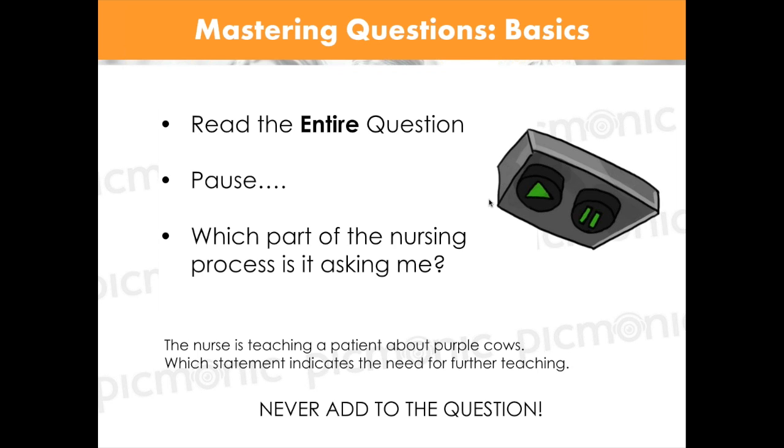So let's look at this particular one. The nurse is teaching a patient about purple cows. Which statement indicates the need for further teaching? If you needed to regurgitate that back to me, what is the question asking about? If I gave you answer choices, you should be able to say that I need to know what this patient is going to say that's wrong about purple cows. So if it says cows are purple, that's a correct statement, so that's not my answer choice.